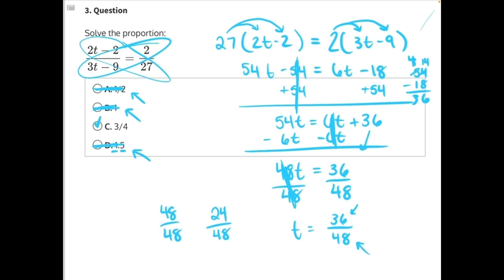But for the sake of the video, I'll go ahead and show you how we would simplify down to that. For 36 and 48, we need to pull out or factor out the greatest common factor, which is 12. 36 divided by 12 will give us 3, and 48 divided by 12 will give us 4, also giving us the answer of C.